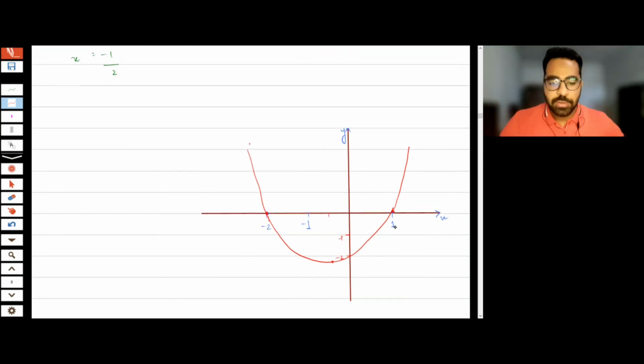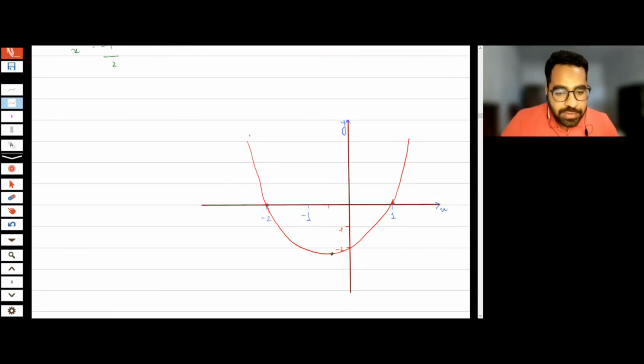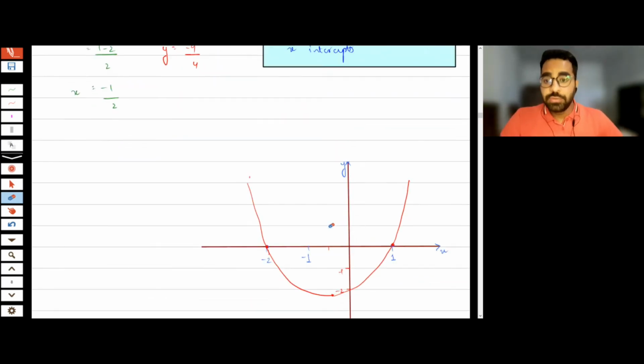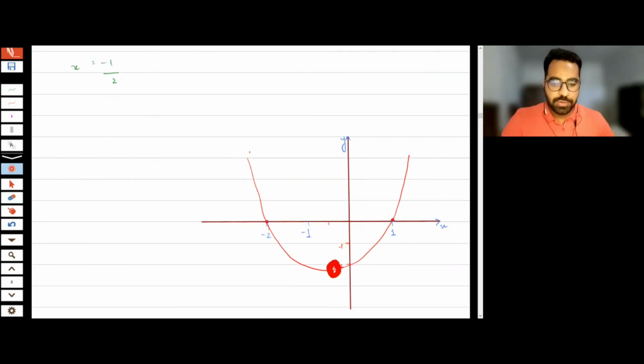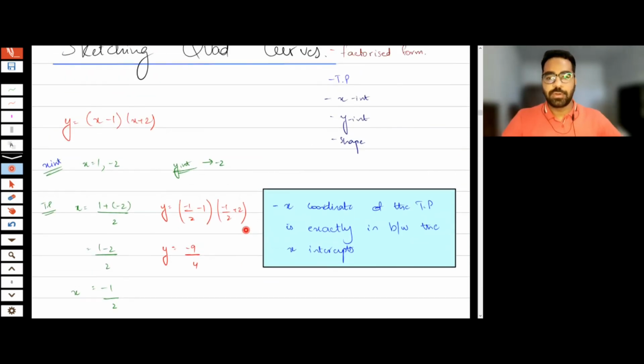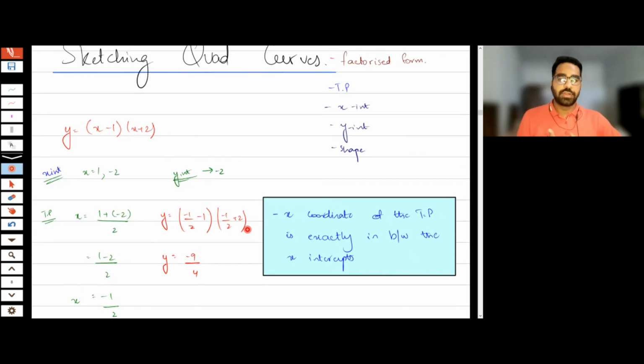So I got my quadratic curve. It's a little crooked from this side. Something like this should be it. Yeah, this is better. So I got my quadratic curve. You have this as your turning point, these are your x-intercepts, this is your y-intercept, and you have a minimum. That's how you need to sketch a quadratic curve when you have a quadratic equation in a factorized form.